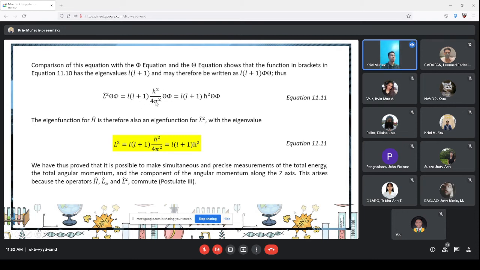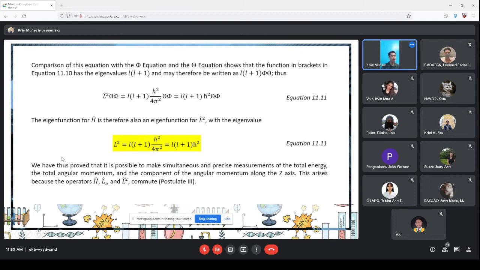Considering our L hat squared, that could be simplified to L times L plus 1 times h squared, and then our wave function. So the eigenfunction for the Hamiltonian is therefore also an eigenfunction for L squared, with this eigenvalue.